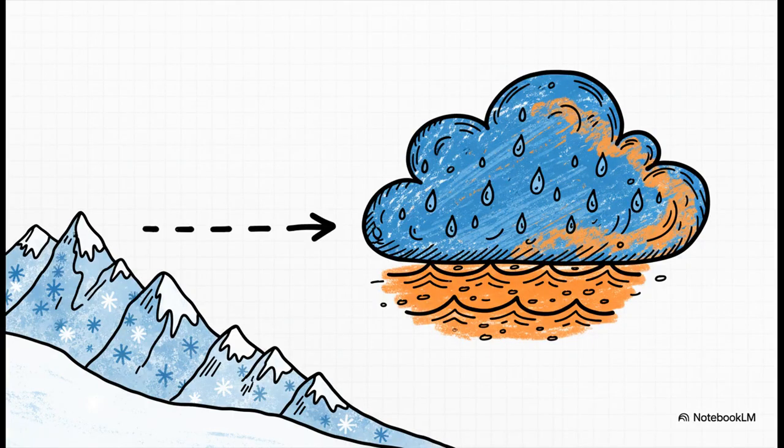But, of course, these giant air masses don't just sit still. They're always on the move. And this is where it gets interesting. As they travel, their whole personality can change, depending on the ground they're moving over. It's a process we call air mass modification.